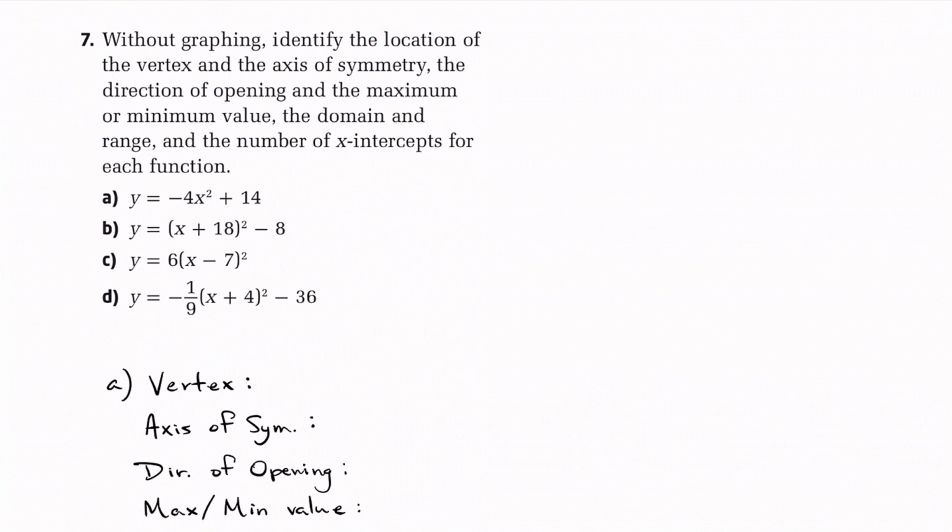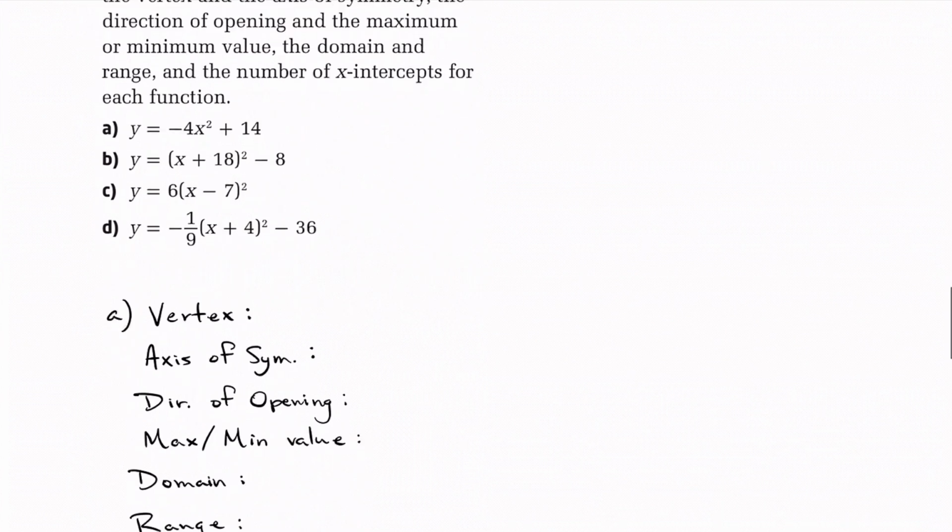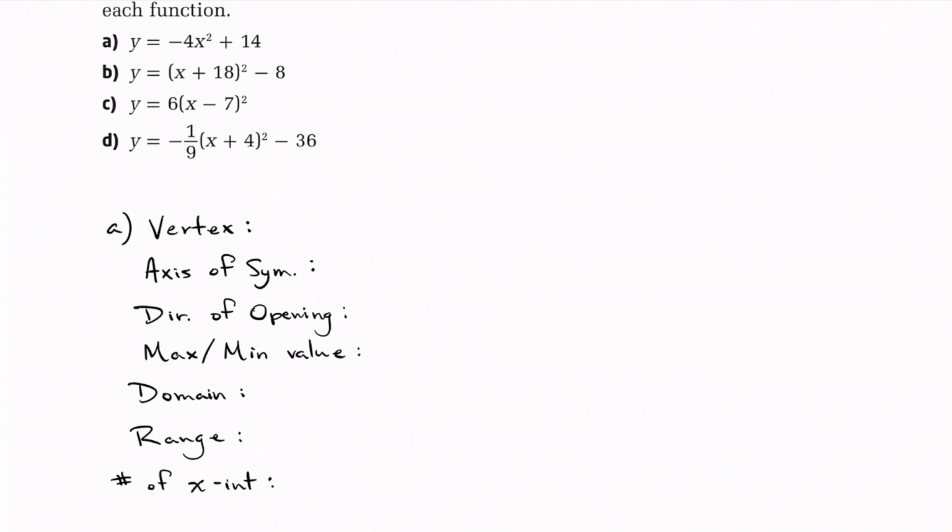Okay, on to the last question. It says, without graphing, identify the location of the vertex and the axis of symmetry, the direction of opening and the maximum or minimum value, the domain, range, number of x-intercepts for each of these functions below, and we are going to do just a. So a, we're going to again try to write this in our vertex form. So that was a times x minus p squared plus q, and ours was this one right here. So I'm going to try to write it in vertex form.